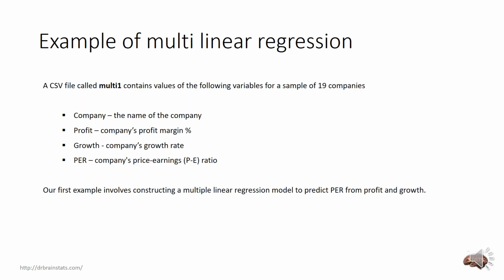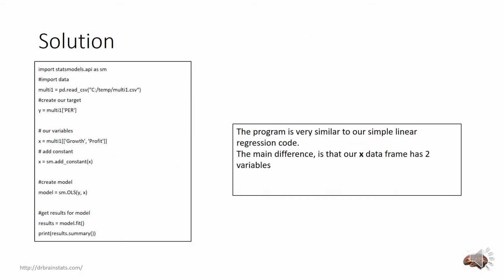So now we start on our first example of a multilinear regression. A CSV file called multi1 contains the values of the following variables for a sample of 19 companies. Our first example involves constructing a multiple linear regression model to predict PER from profit and growth. So first, our code solution. As before, we import the data, create our targets, set our variables, we create the model, and then we just print out results. The program is very similar to our simple linear regression code. The main difference is that our X data frame has two variables.